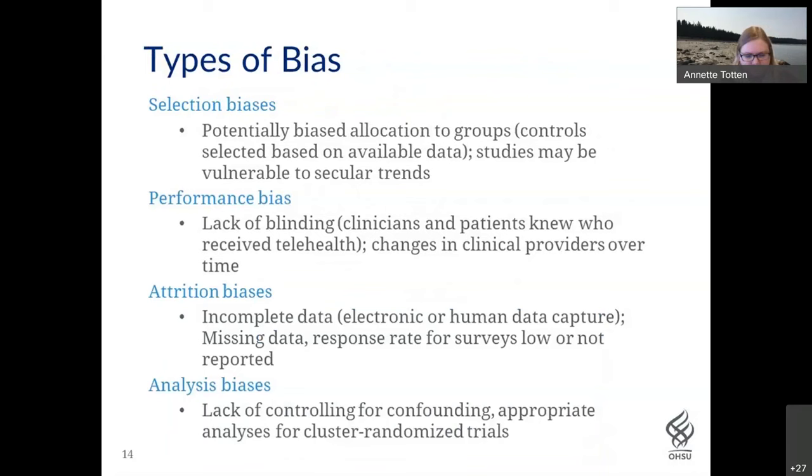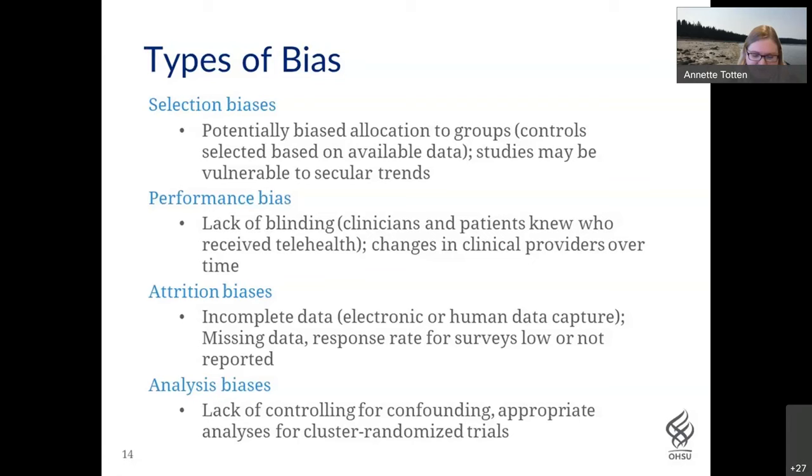I'm not going to turn this into a research methods class, but I just want to say that one of the concerns, what we worry about when we talk about the quality of studies, is bias. That is, do we think the answer that we got is real? And there are lots of different types of biases, and different ways that studies can control for them.